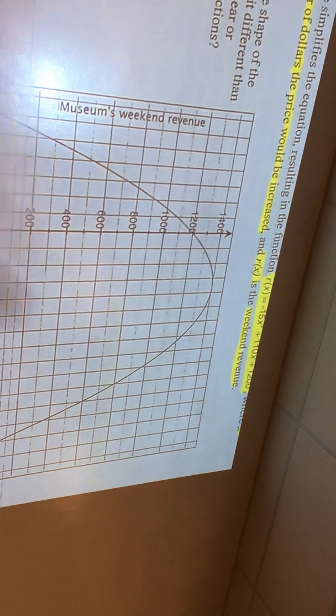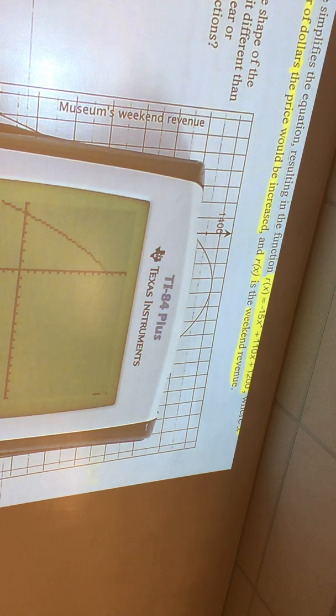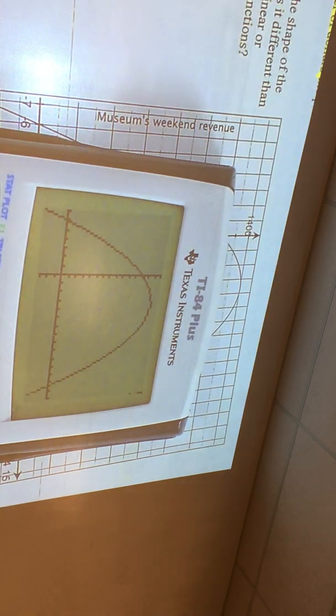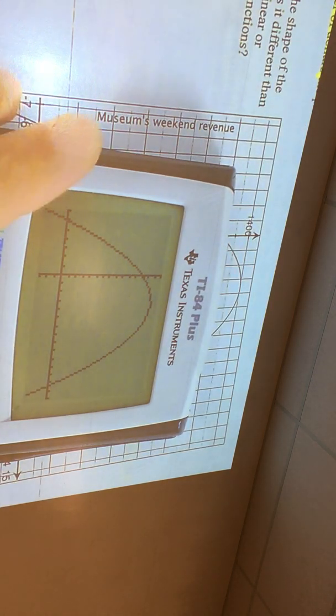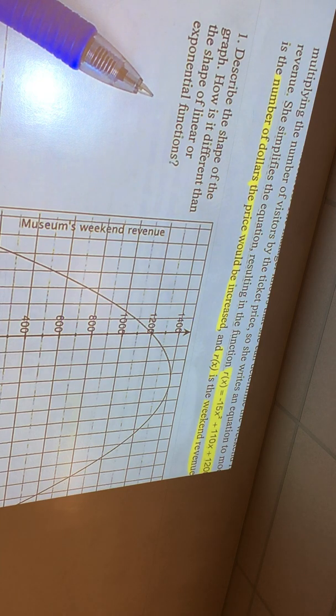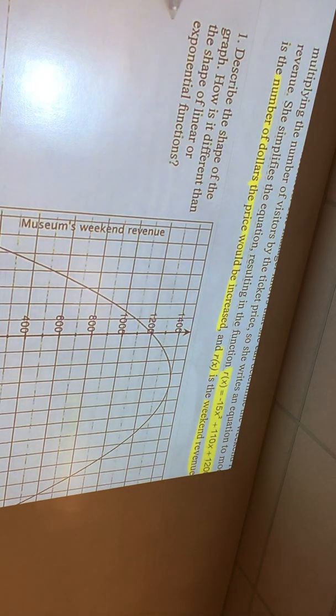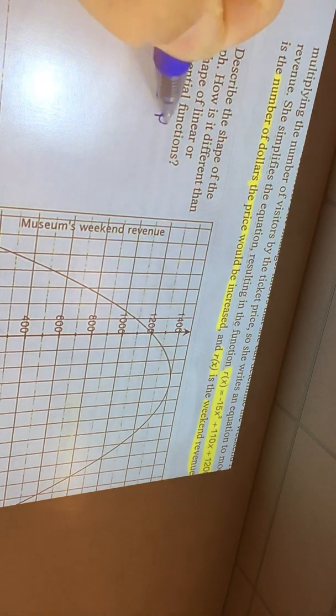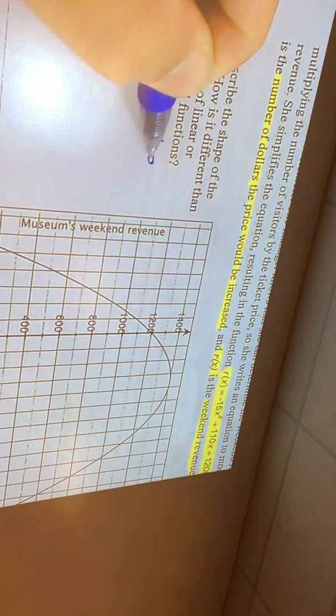So with that, let's graph. Is that your graph? Yes. There you go. All right? Okay. According to this one, we're going to describe the graph. Describe the shape of the graph. How is it different than the shape of a linear function? This one is a parabola. It's a parabola. All right? That opens downward.